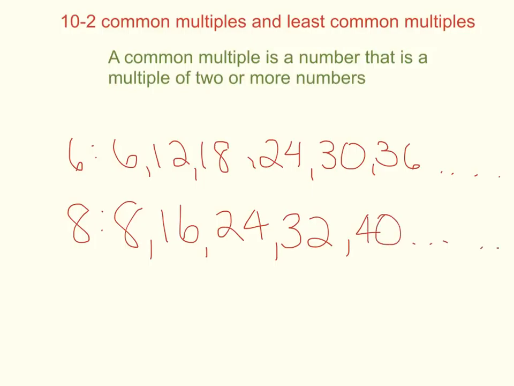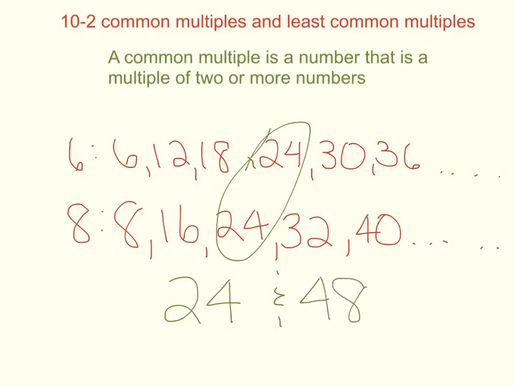A common multiple is what number do these two numbers have in common? And they both have a 24. They would also both have a 48. So you would say the common multiples would be 24 and 48. Because we could continue the 6 to 42 and 48, and the 8 to 48, and so you would see that they would have both of these in common.